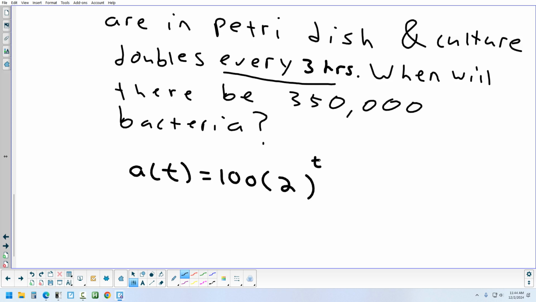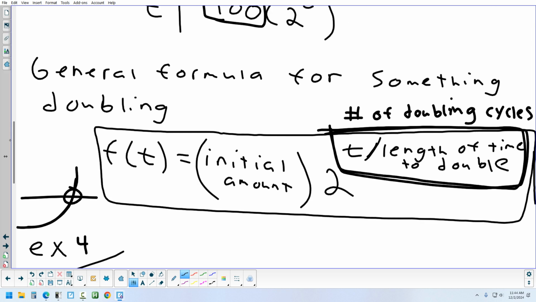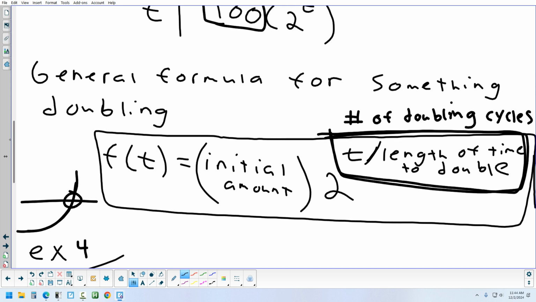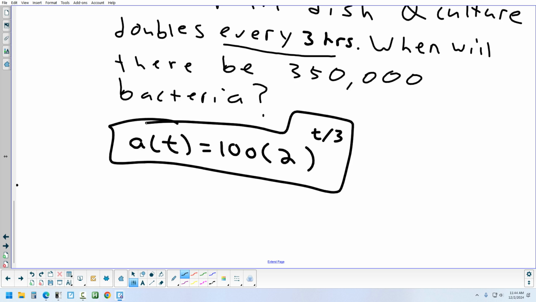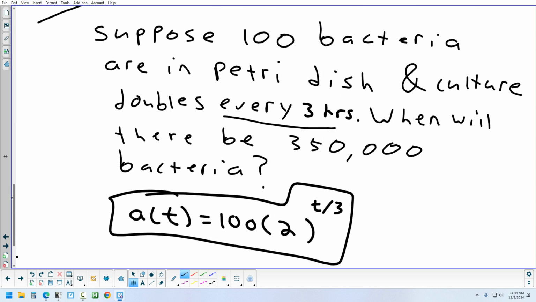T divided by 3. Remember, it's the time divided by the doubling period. How many hours does it take? Okay, so there's your formula. And now there's two kinds of questions I could ask you based on that formula. I could say, tell me how many bacteria you would have after 20 hours. Or tell me how many hours it would take to get to 350,000 bacteria. I'm asking the second one.